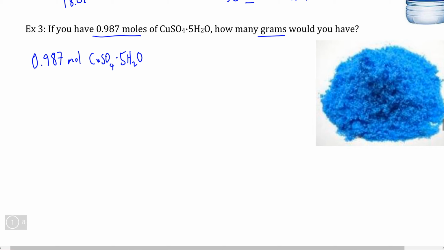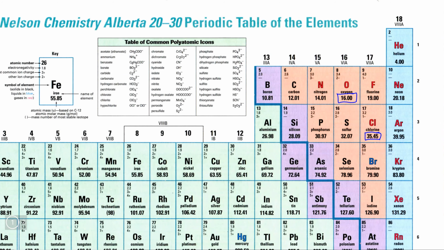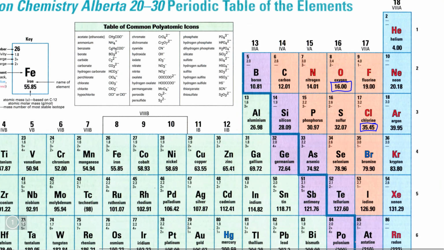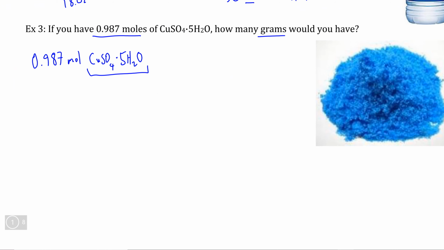Here, in order to find the molar mass, this is going to be fairly complicated because we have a large number of atoms here. So let's go and look up the molar mass numbers that we do not know, which are copper and sulfur. So here's copper. Copper is 63.55 grams per mole, and sulfur is 32.07 grams per mole. So let's get those written down. 63.55 is copper, and 32.07 is sulfur.